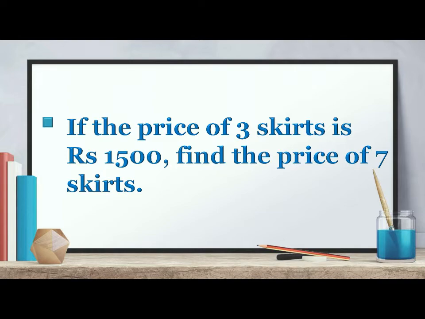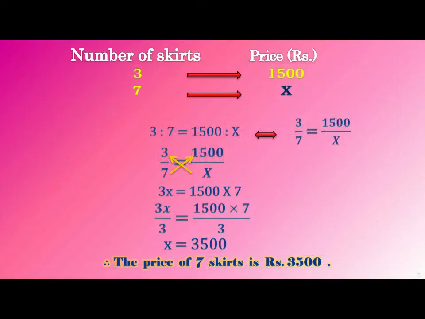If the price of 3 skirts is 1500 rupees, find the price of 7 skirts. Firstly, we must identify two different quantities, right? The two quantities are the number of skirts and the price in rupees. Then you can write the ratio as 3 to 7 is equal to 1500 to x. The unknown term is x. Right? Here you can see there are two equivalent fractions. 3 over 7 is equal to 1500 over x.